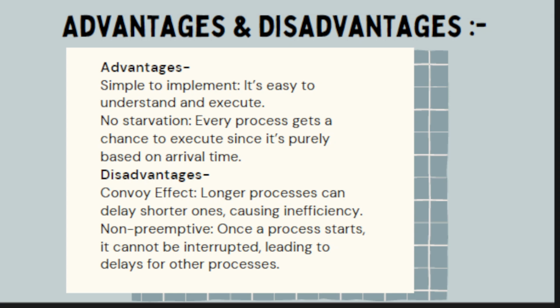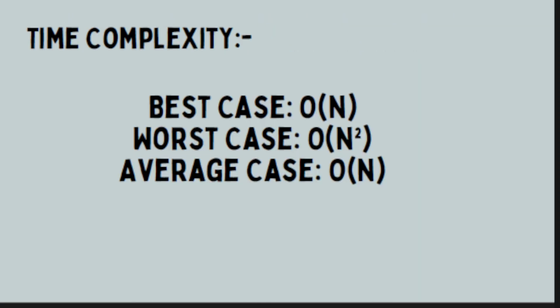What is the time complexity? The time complexity of FCFS is O(n), where n is the number of processes in the queue, since it processes each job in the order it arrives. There is no need for complex operations like sorting or comparison.